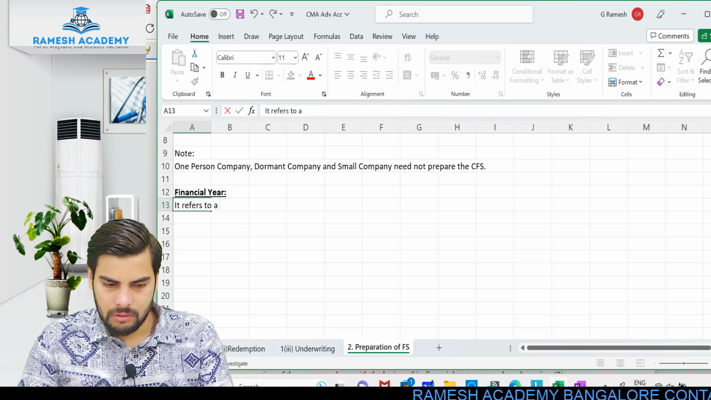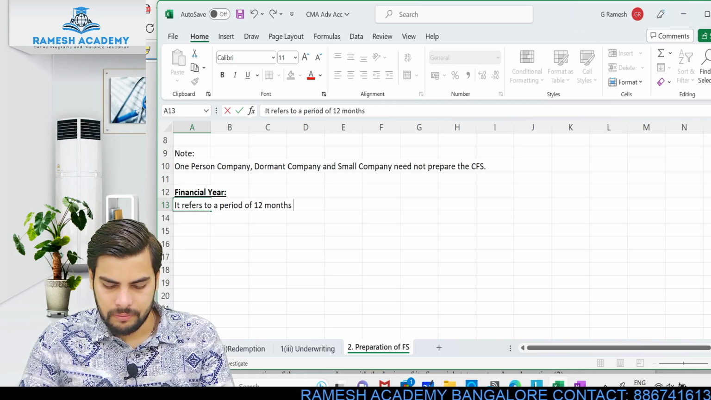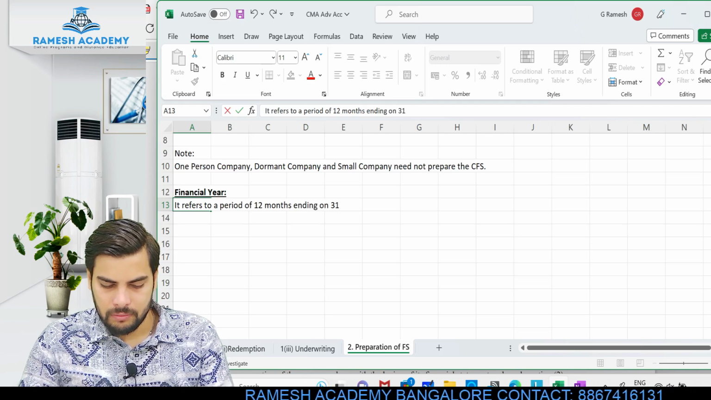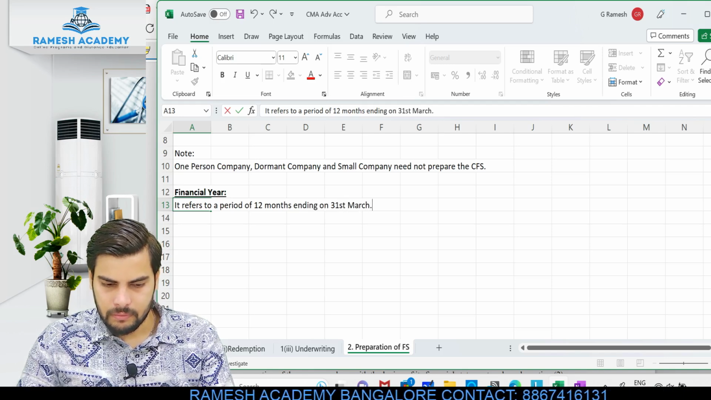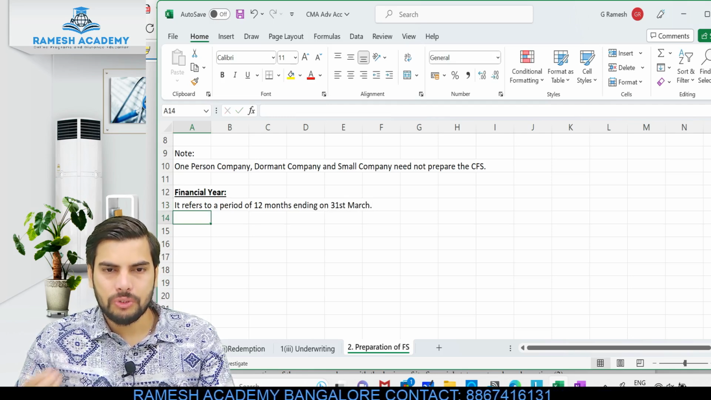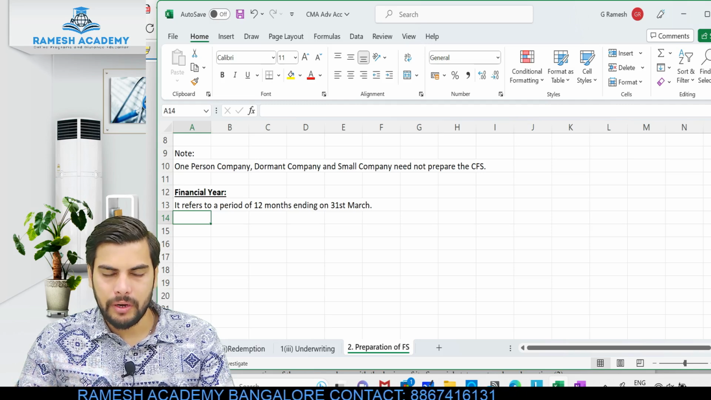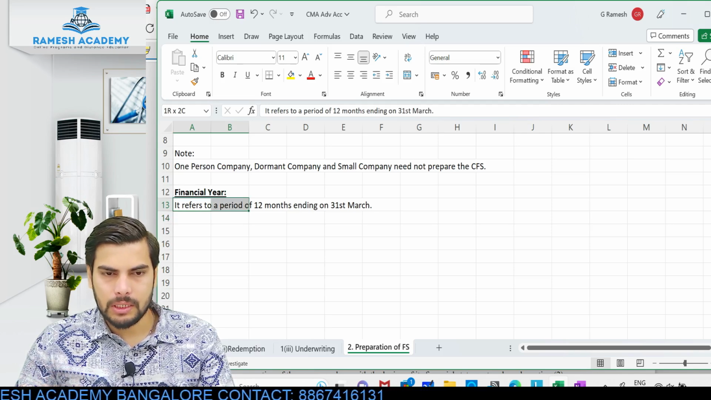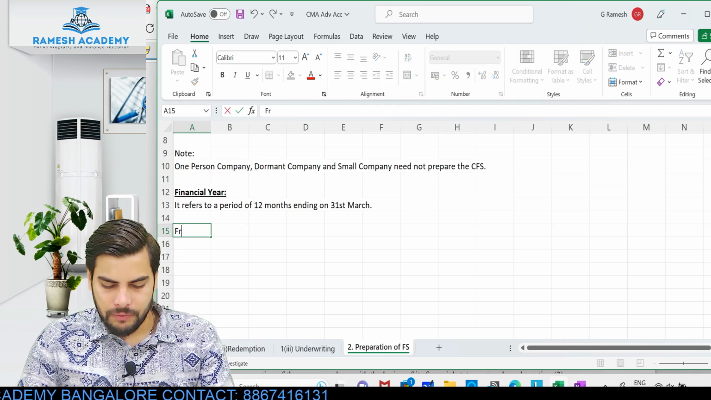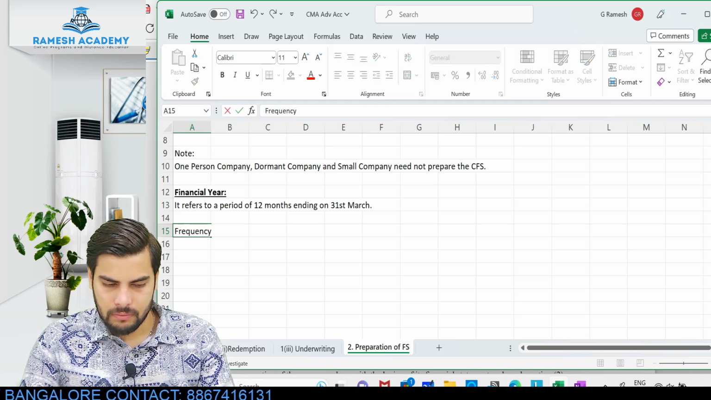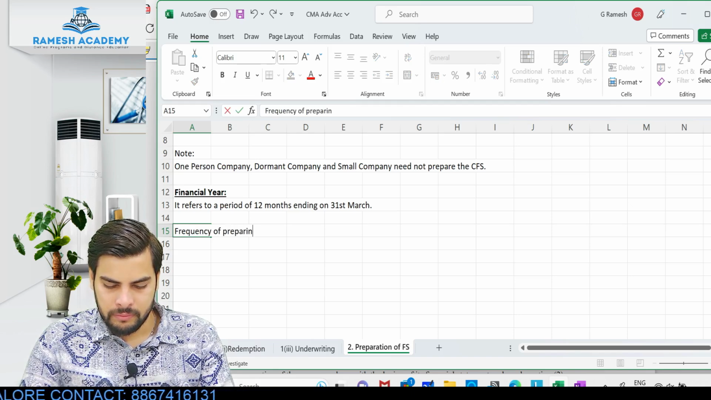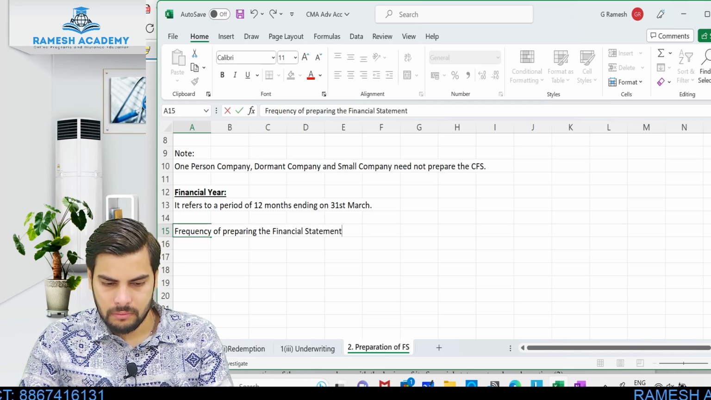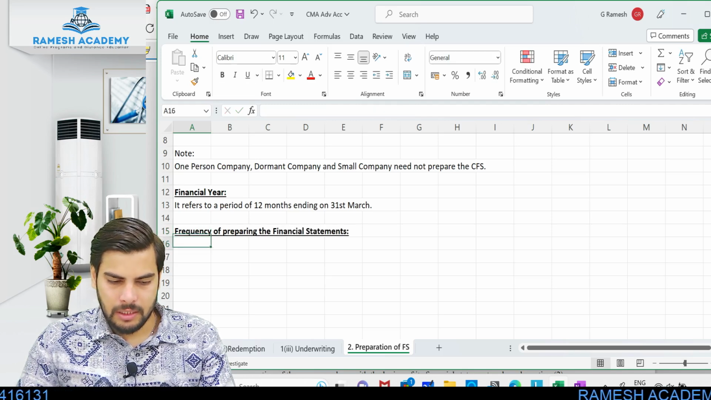Financial year refers to a period of 12 months ending on 31st March. In a few cases, that is when the company is newly incorporated or when the company is being liquidated, it need not be 12 months. So the financial year in a few cases will be less than 12 months. Okay, so after this, frequency. Frequency of preparing the financial statement.